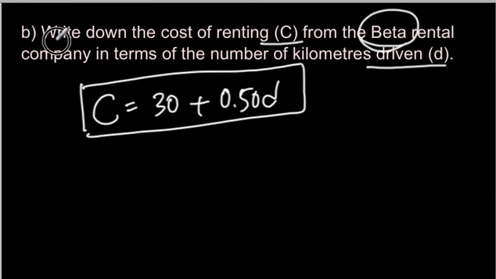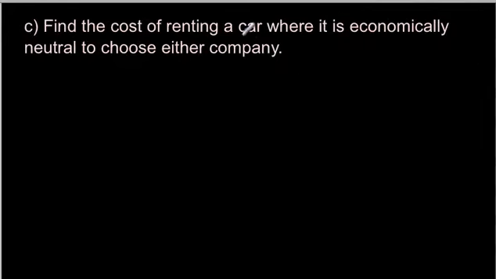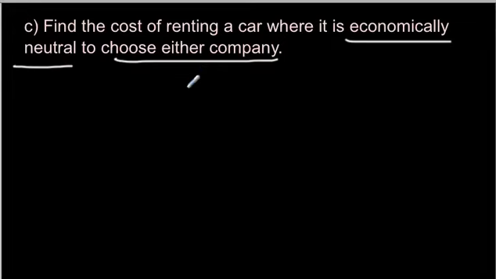And that's it. This says write down, so it's usually a very, very simple question. Find the cost of renting a car where it is economically neutral to choose either company. I think this confused a lot of people, economically neutral to choose either company. What this statement means is, find the cost where it doesn't matter which company you go with, you're going to be able to drive the same amount of distance. So what would that cost be?